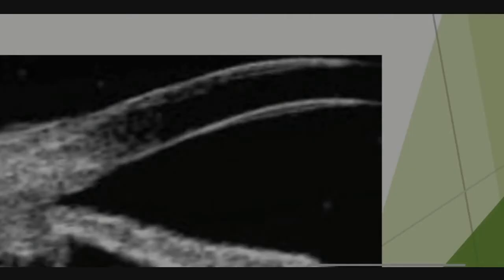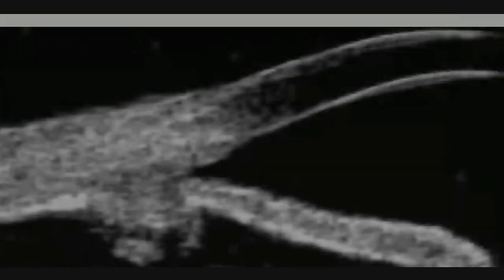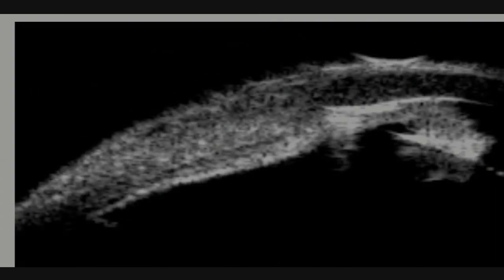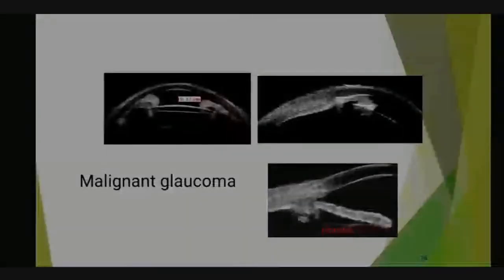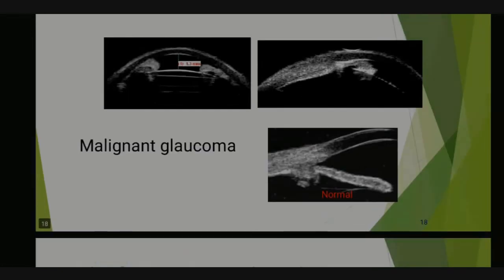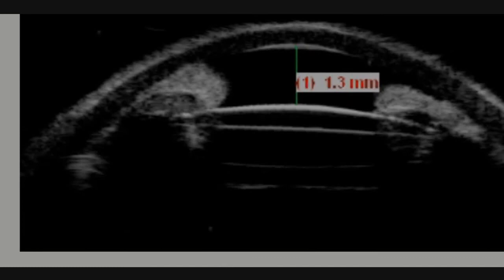In PAS, what happens? Only the peripheral cornea and the anterior iris will be attached. Only a little bit of attachment will be there, only in small regions. Here you can see the iris is totally plastered. So based on these images, we will write the features of malignant glaucoma. Here also you can see how the iris is. You can see the bowing.